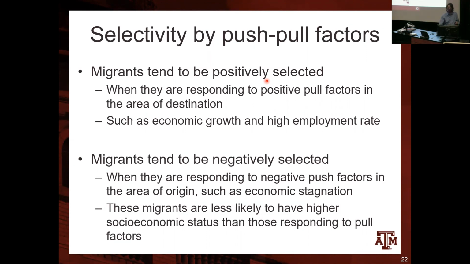And migrants tend to be negatively selected when the areas of origin are facing economic stagnation, violence, poverty, and those areas kind of make people move away from them. So when these areas have all these economic issues, social issues, and unrest, then people with lower levels of education, worse health outcomes, all these people tend to move away. These migrants are less likely to have higher socioeconomic status than those responding to the pull factors that I mentioned before.